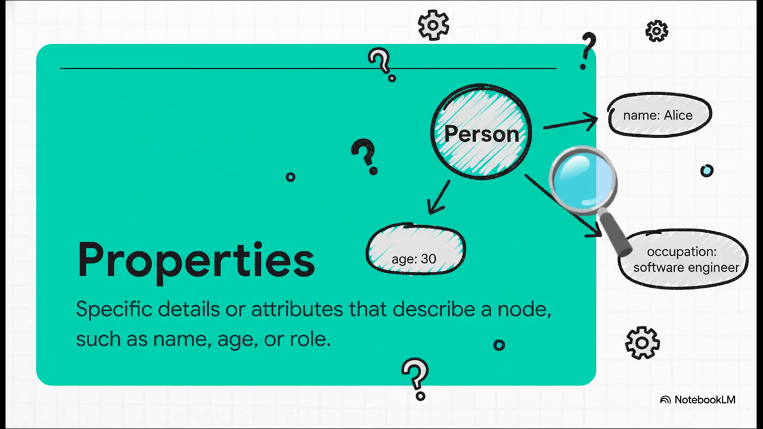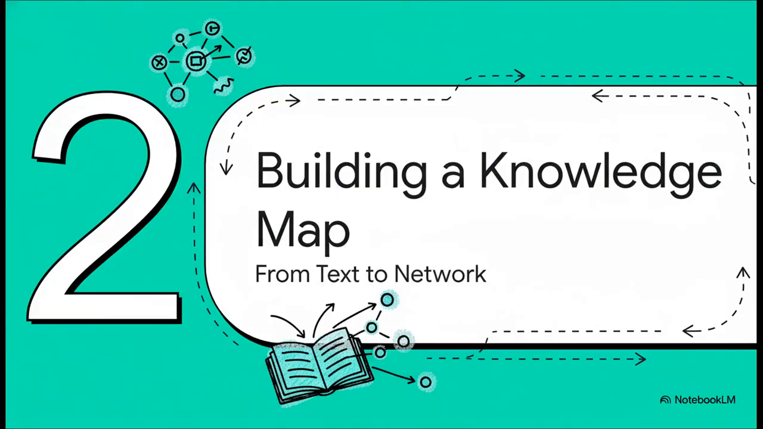And finally, to give everything some color and context, we have properties. Think of these as the details, the specific attributes, the adjectives. So for our person node, the properties might be a name, like Alice, and an age, like 30. This is the data that really flushes things out and makes each node unique. So there you have it. We've got our nouns, our verbs, and our adjectives. Now let's see what happens when we put them all together to build something really powerful, a complete map of all the knowledge hidden in our documents.